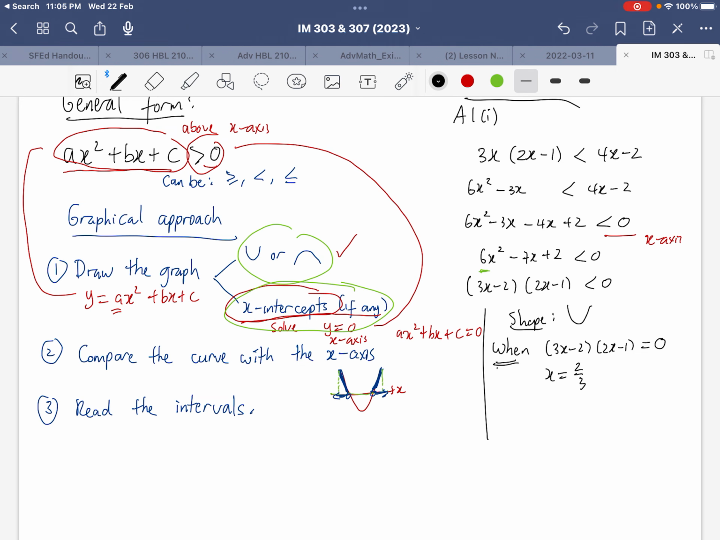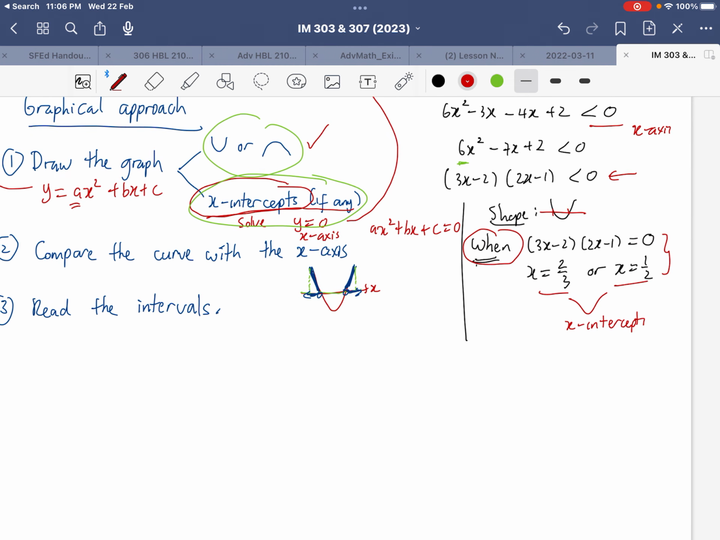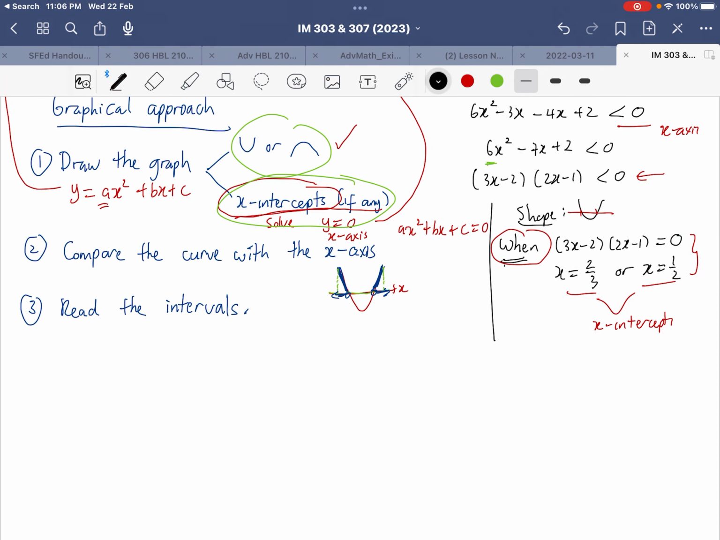So the 2/3 or half here basically are the two x-intercepts. Okay, that's why there's a context of when, because this is not the continuation of this step. This one is a separate step that the intent is to find the intercepts, these intercepts. Okay, so let me draw the graph a bit bigger. Okay, the graph will be like that.